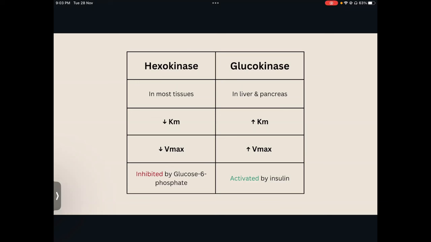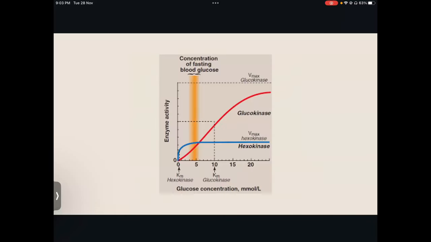And glucokinase has a higher Km, which means a lower affinity to glucose. Now, hexokinase has a lower Vmax, meaning a lower maximum capacity rate, but glucokinase has a much higher maximum rate. Hexokinase is inhibited by glucose 6-phosphate, as we mentioned earlier, while glucokinase, as we also mentioned just here, is activated by insulin. So again, this is just the kinetics of glucokinase and hexokinase.